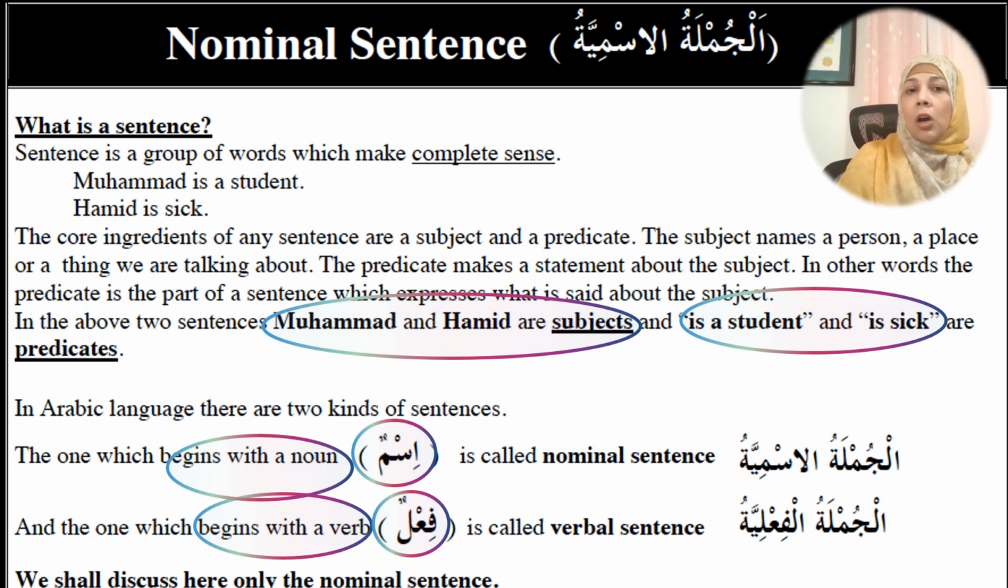Now we're going to talk more about the nominal sentence, which in Arabic is called al-jumlatul ismiyatu. So before that, let's review what is a sentence in English. A sentence is a group of words which makes complete sense. What that means is if I say under the table, that's a phrase. But if I say the book is under the table, that is a complete sentence.